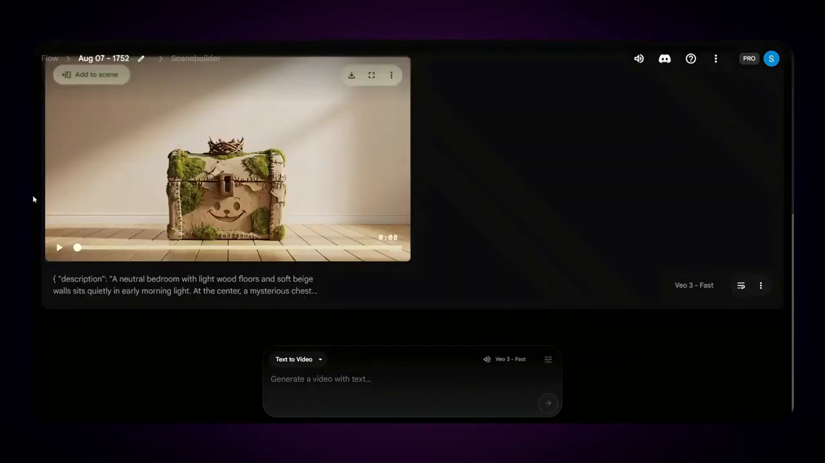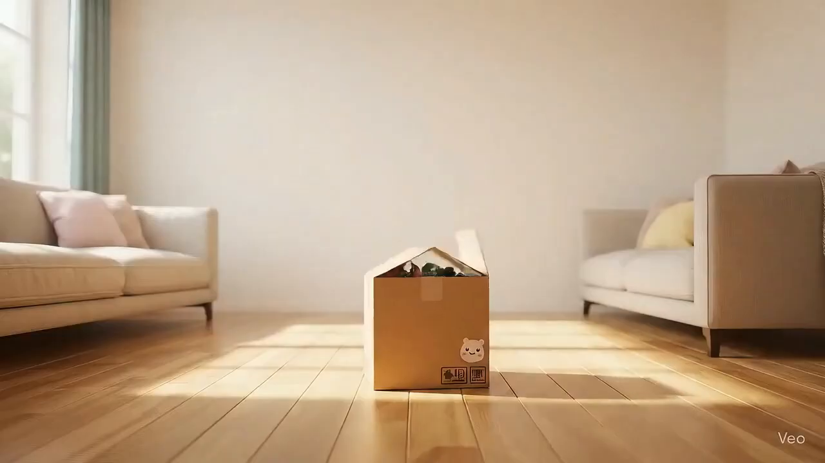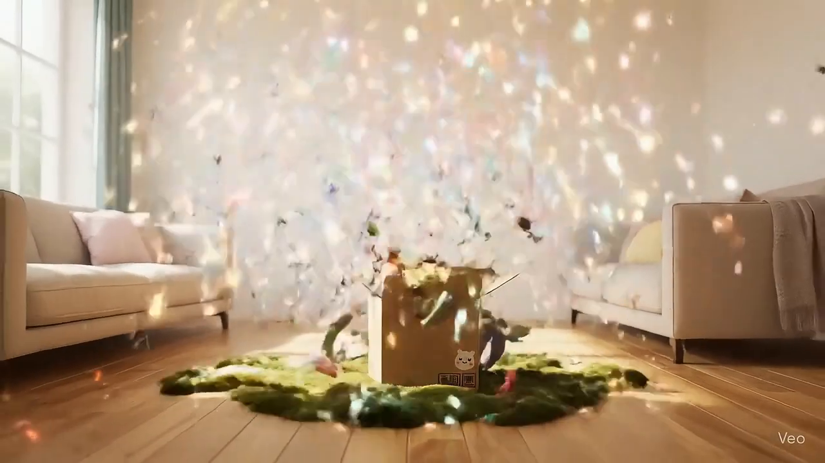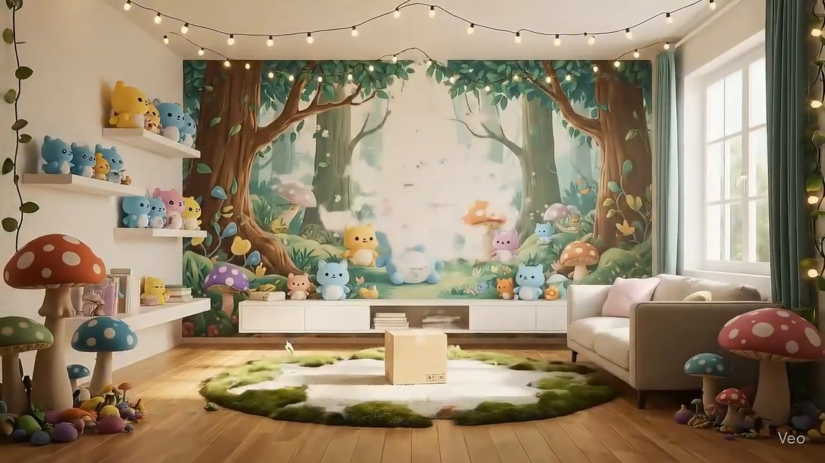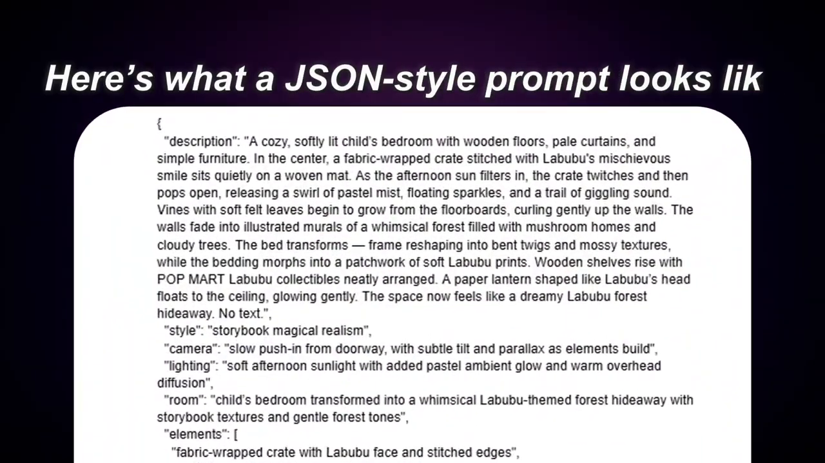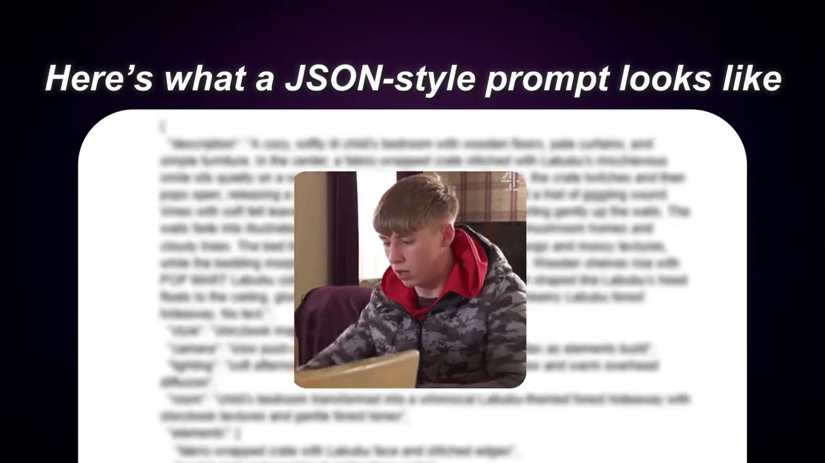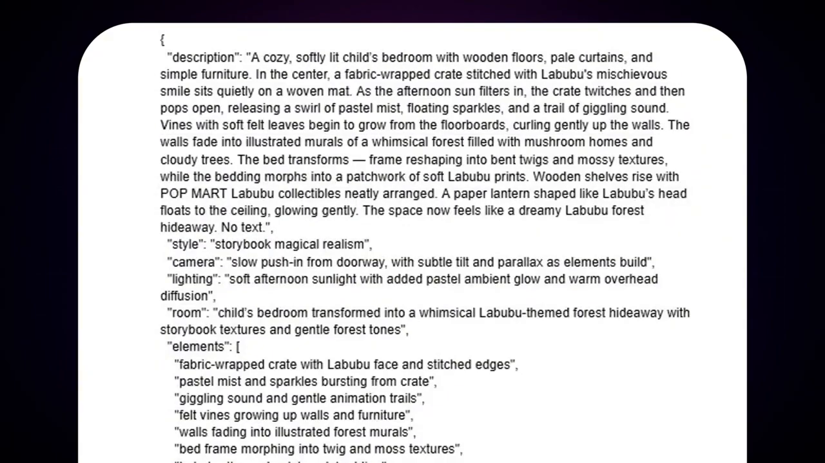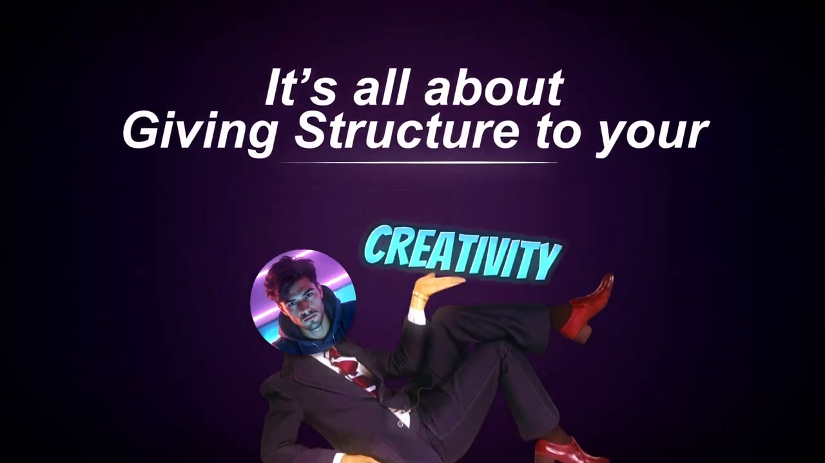Let me show you an example I made using a Labubu room transformation prompt. While it struggled with the character a bit, probably because it's a newer concept, the result? Still pretty cool. Here's what a JSON-style prompt looks like. It's written like code, but don't worry, you don't need to code. You're basically telling the AI what camera angles to use, what lighting to add, what elements to show, in what order. It's all about giving structure to your creativity.